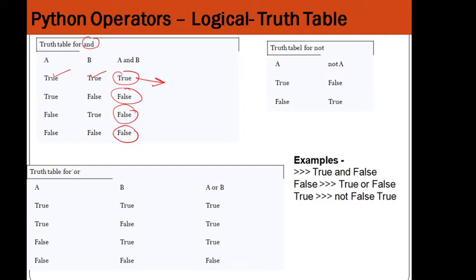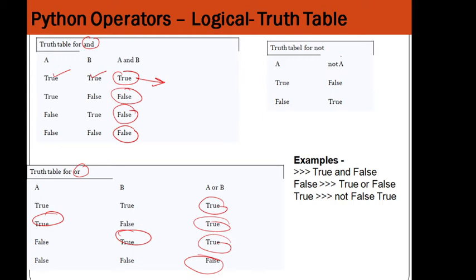Similarly, if you talk about OR, anyone can be true and the result will be true. So true, true, true. We will see that this one is true, the result comes out to be true. Here it is true, the result is true. Both are false, the result is also false.